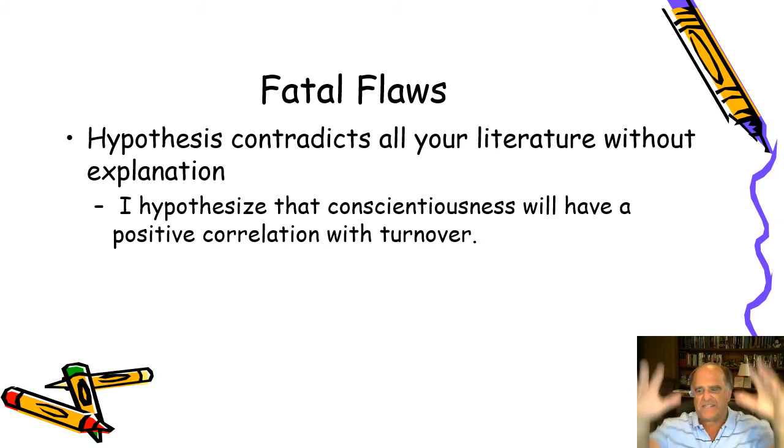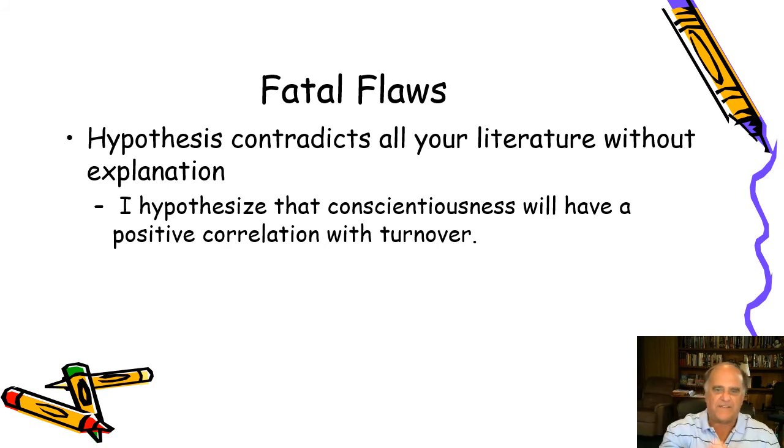So let's go back to that study we talked about before. If you, as a hypothesis, come up with, I hypothesize that conscientiousness will have a positive correlation with turnover, after telling me that all the literature tells me the correlation is negative, I'm going to say, well, wait a second, there's something wrong here. Unless you explain it to me, unless you have some really good reason, maybe a moderator, maybe a situational variable, that you think will cause conscientiousness to have a positive correlation with turnover, even though all the literature says it should be negative.